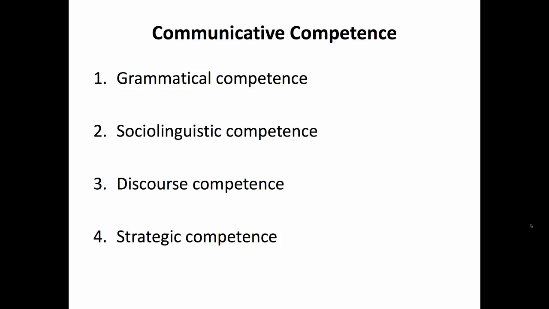So if you are communicating with somebody, you need to use the language appropriately. Discourse competence, we mentioned discourse a moment ago. This is fitting language together into a text. And finally, strategic competence. Now, strategic competence is something that develops throughout learning. And it's not necessarily the same as learning grammar or learning what's appropriate or learning discourse. Strategic competence is something different. It is the ability to use language strategies in order to communicate.